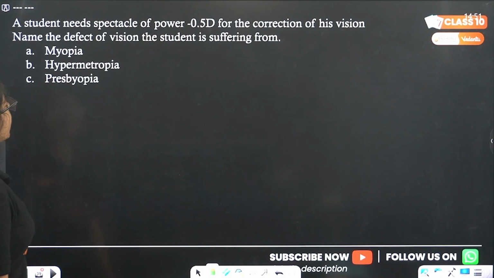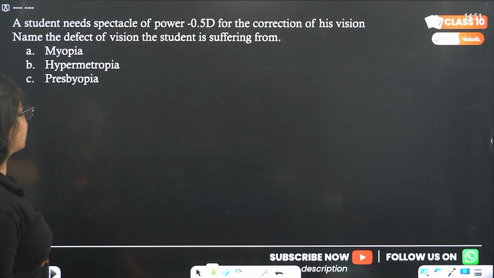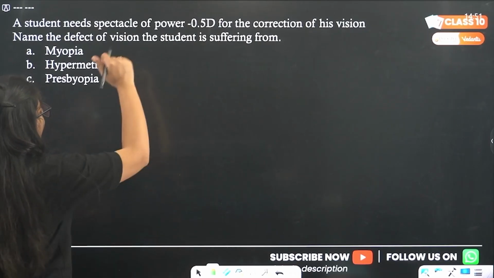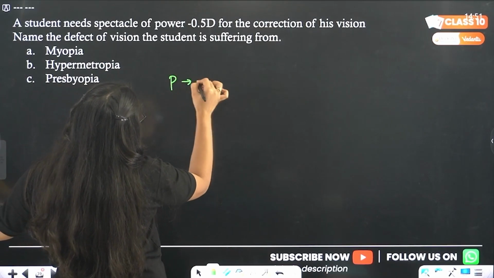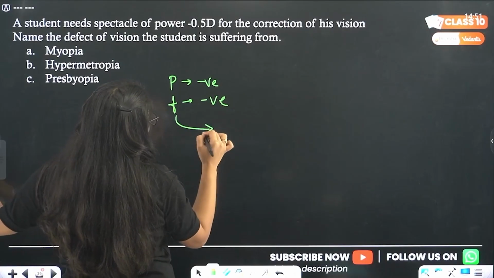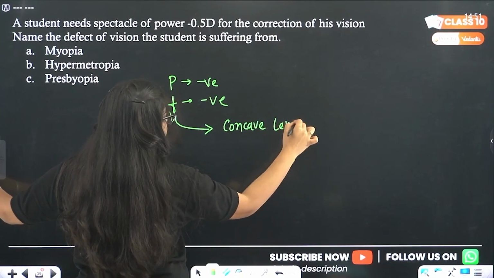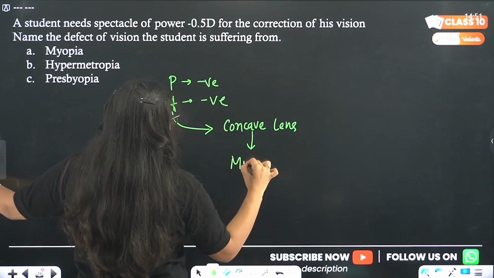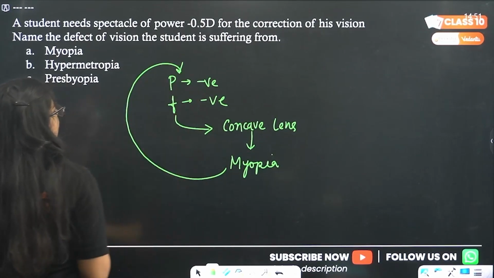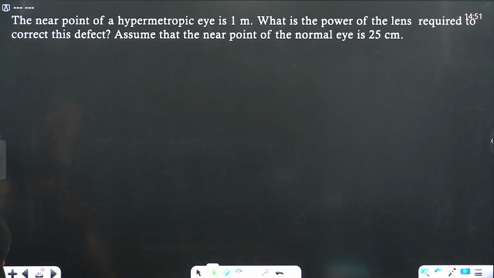Yes. A student needs a spectacle of minus 0.5 diopter for the correction of his lens. Name, this is the same question. Okay. Simply, power is negative. Power is negative. Focal length is also negative. Focal length is negative of which lens? Ma'am, concave lens. Concave lens is used to correct which defect? Ma'am, myopia. For myopia, power will be negative. Done? Myopia. Great. Next question.